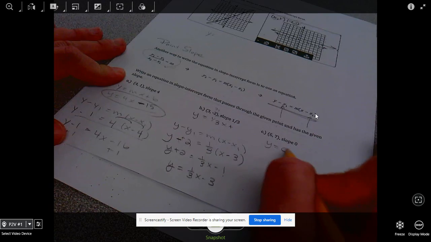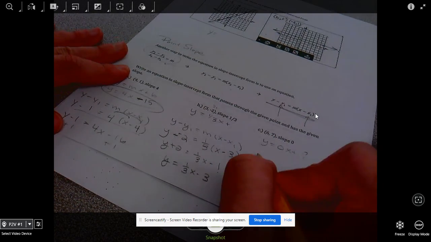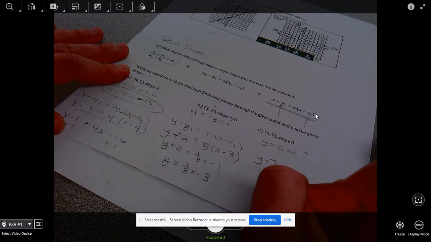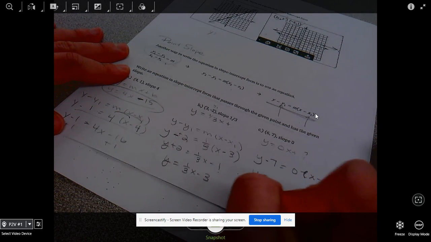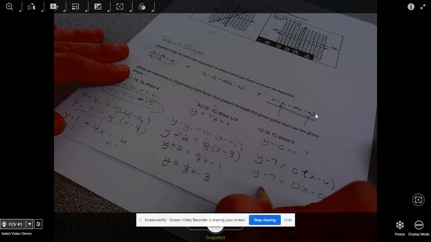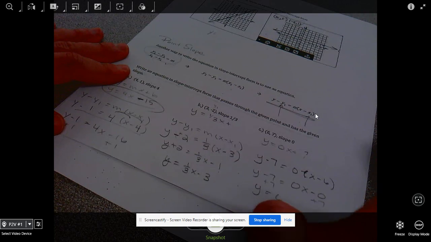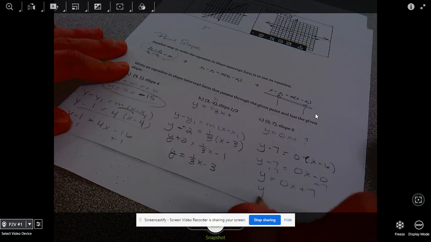Here, y equals 0x plus, we don't know. So we have to use our point-slope form. Y minus 7 equals 0x minus 0. I'm going to add 7 to the other side. So y equals 0x plus 7. Well, what's 0 times x? Just 0. So y equals 7.